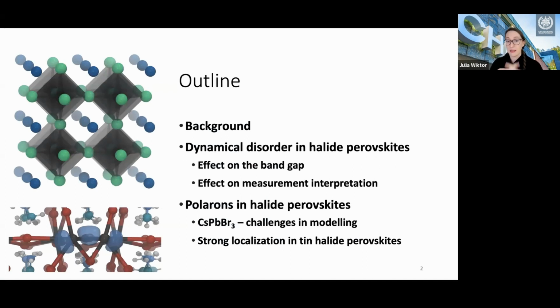First will be dynamical disorder in halide perovskites and how it affects the properties that we calculate, like band gaps, but also how it affects the interpretation of measurements. And then I will have a separate kind of story on charge localization, so polaron formation in these halide perovskites, where I will focus on some challenges in modeling and on results for thin halide perovskites.